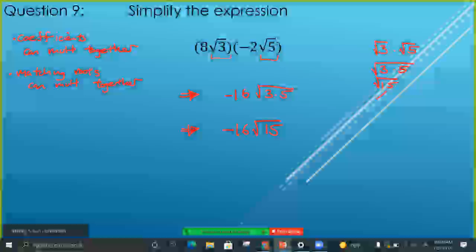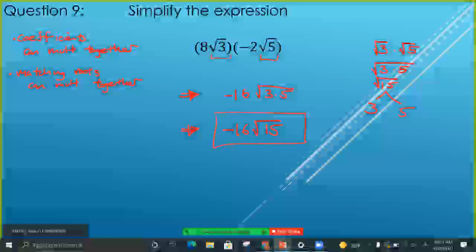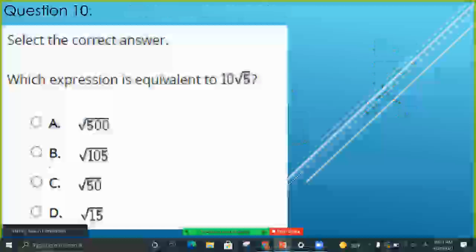If I try to break down my 15 with a factor tree, that's just 3 times 5. And these guys are both prime, 3 times 1, 5 times 1. So we're done. We would need a match of 2 items inside there to simplify that √15. Any questions? Concerns? Okay.